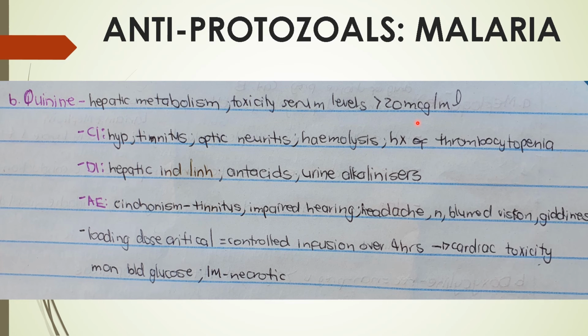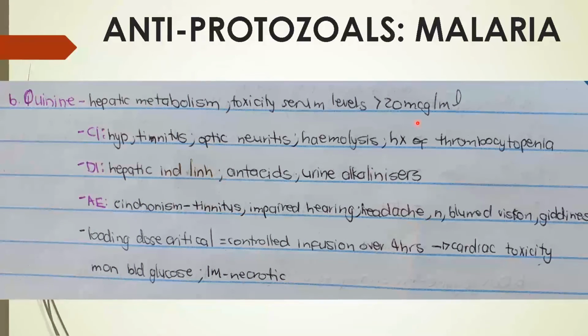Okay. And then quinine, it's metabolized in the liver, or hepatic metabolism. Therefore, any medication that it interacts with that deals with the liver, you need to watch out for drug interactions. And then you know that it's reached a toxic level if your serum levels are more than 20 micrograms per milliliter. But you guys don't really have to know this, because this would happen with your doctor, and your doctor would be more concerned about it.